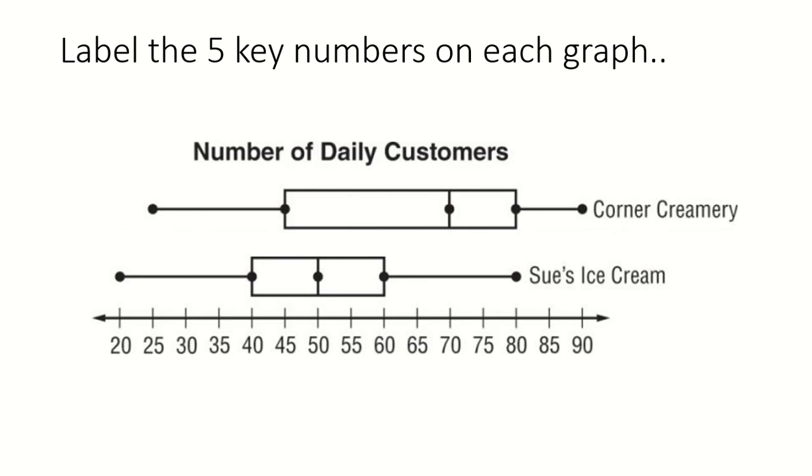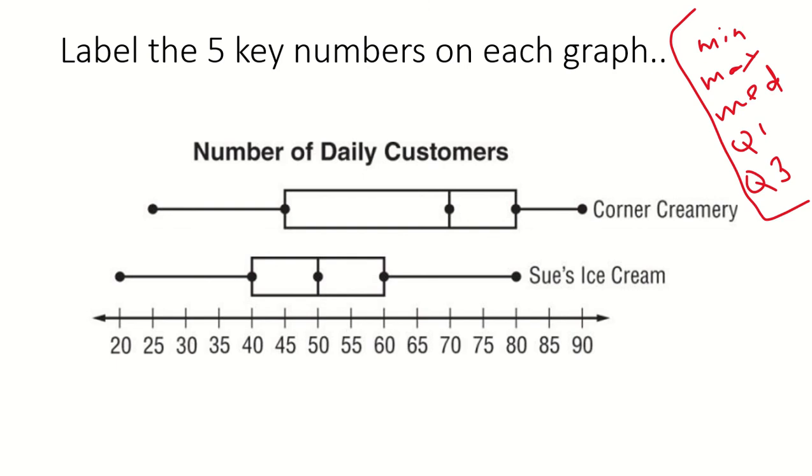Okay, moving on, we've got another double bar graph. Label the 5 key numbers on each graph. The 5 key numbers are the minimum, maximum, median, Q1, and Q3. I guess we're not doing range here for this one. So I want you to label those 5 terms on these graphs. We could just write on the graph itself.